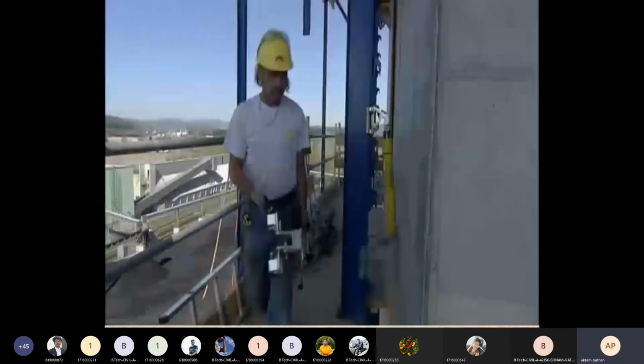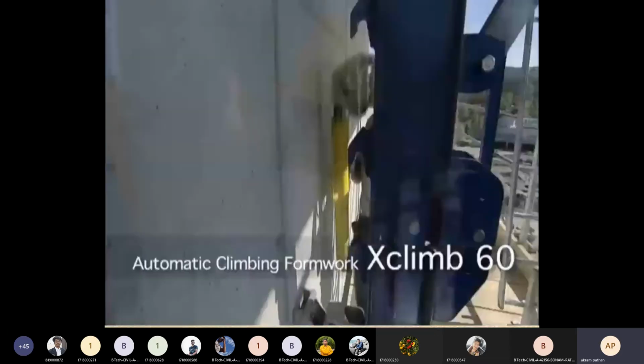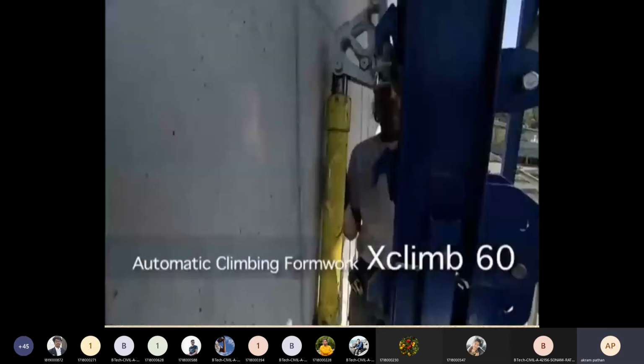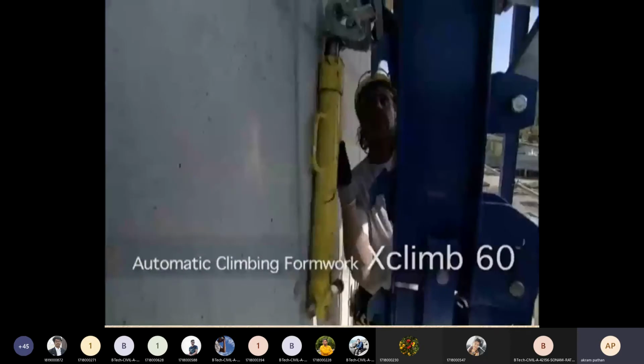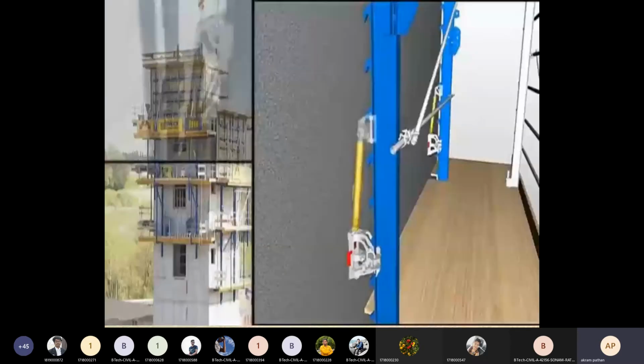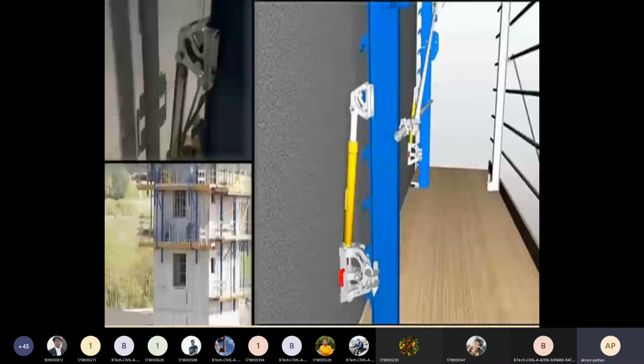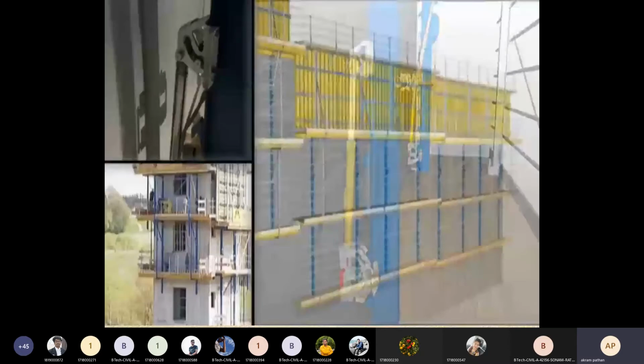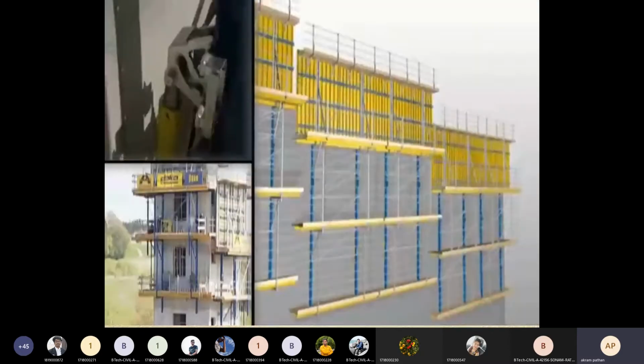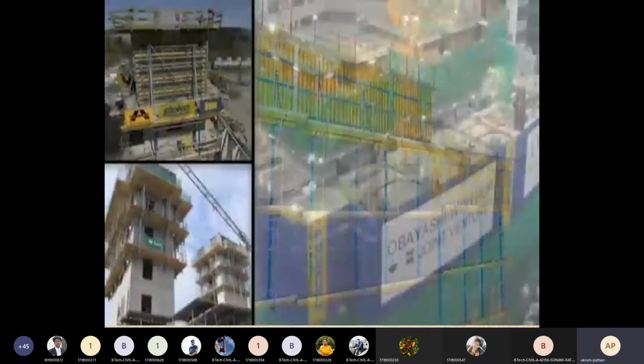With the automatic climbing formwork X-Climb 60, you can reposition the formwork independently of the crane. The system is raised without a crane to the next casting section using portable hydraulic components. Its variable platforms adapt perfectly to every structure.